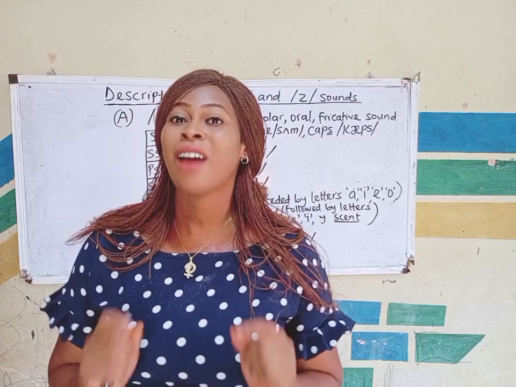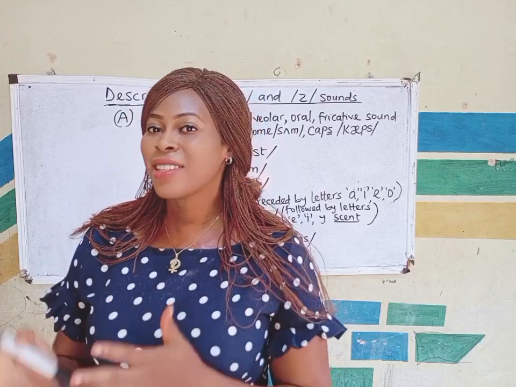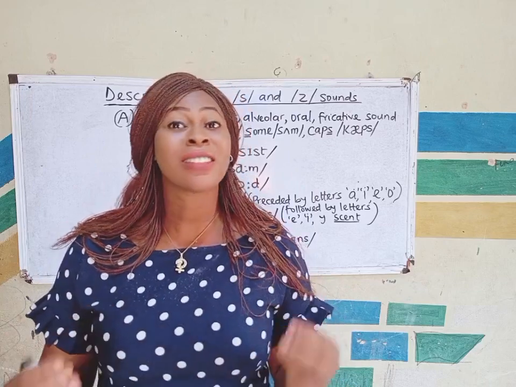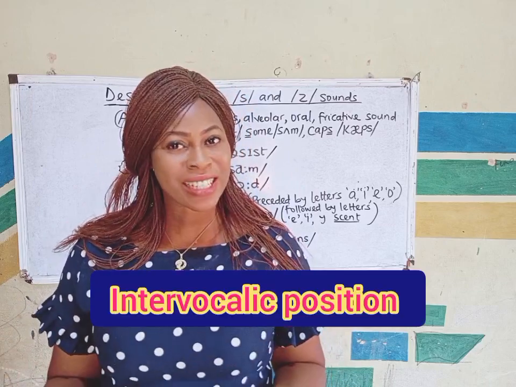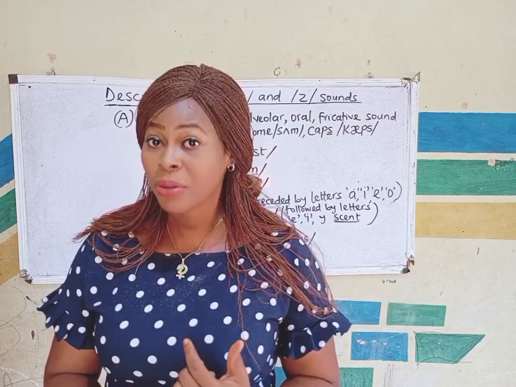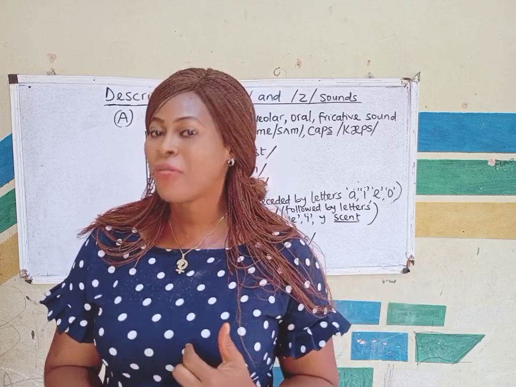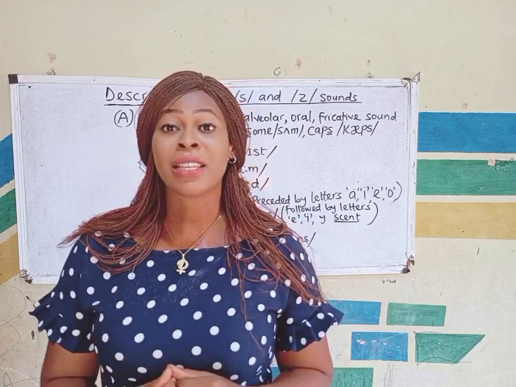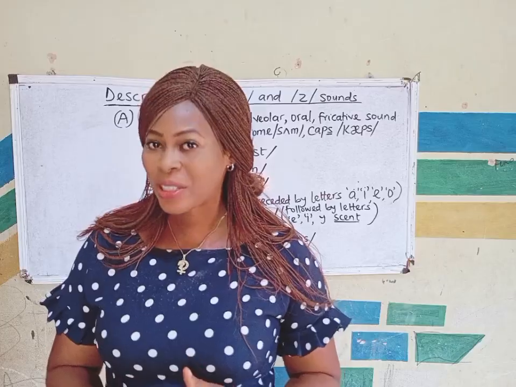Today we're looking at the sounds S and Z. Both are produced at the intervocalic positions. That is, they are produced in the same position of the mouth and place of articulation. But the difference is in their voicing, that is, in the vocal cords.